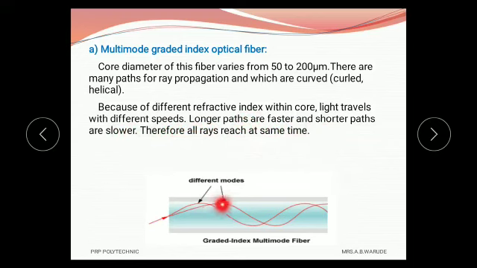Here this is one path of a ray, this is the second path, therefore there are different modes, that means there are different paths, and the longer paths are faster and shorter paths are slower, and therefore all rays reach at the same time. This is called graded index multimode fiber.